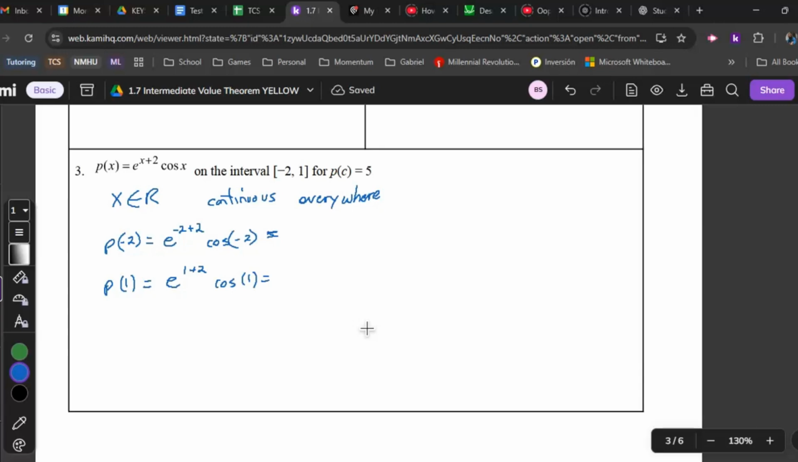And then you got to multiply by cosine -2. You're on the right track. Yes. Ln of 1 is 0. In this case, you need to just use your calculator. This one's not on the unit circle.